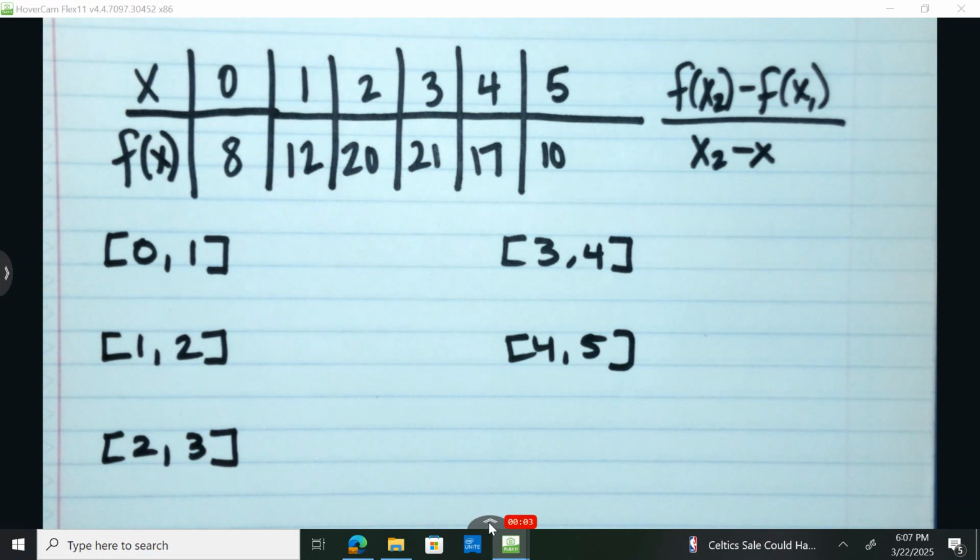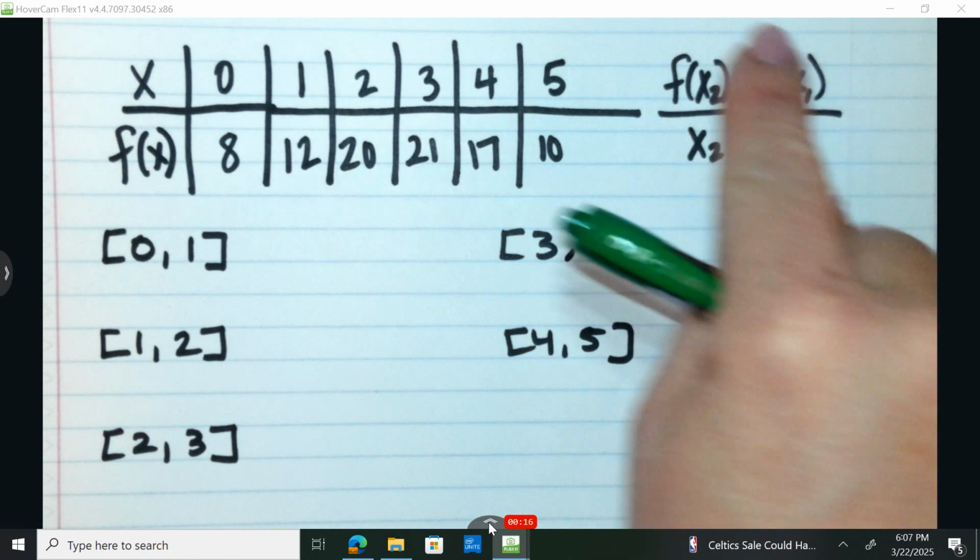Task 9, we're looking at question number 6. Given the following table of values for the polynomial function f of x, for which interval of length 1 is the average rate of change the smallest number, or the smallest magnitude? Just as a reminder, this is a formula you do have to have memorized.